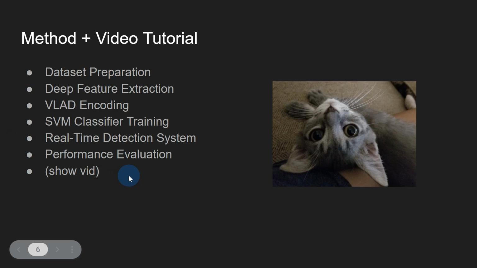For the real-time detection system, I simply used my webcam. I used OpenCV in an ongoing loop to capture live frames and determine if it was or wasn't a cat based on that. Lastly, for performance evaluation, I used the classification report from sklearn.metrics to give me important metrics like precision, recall, F1 score, which we will talk about later.